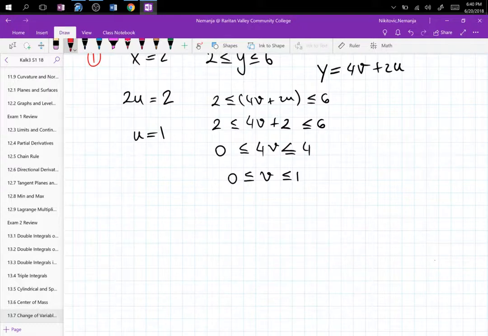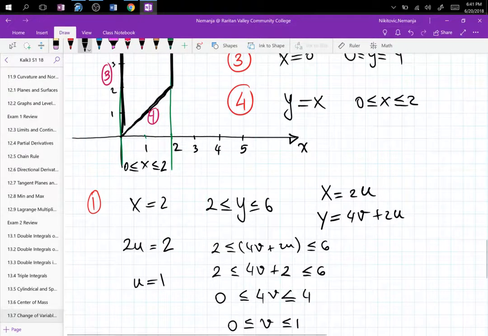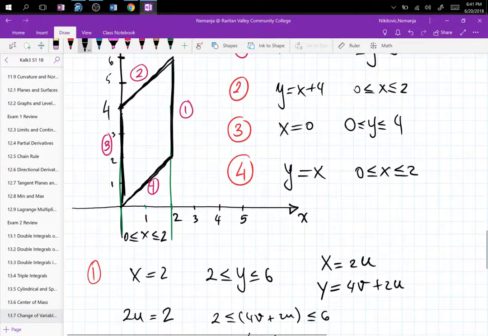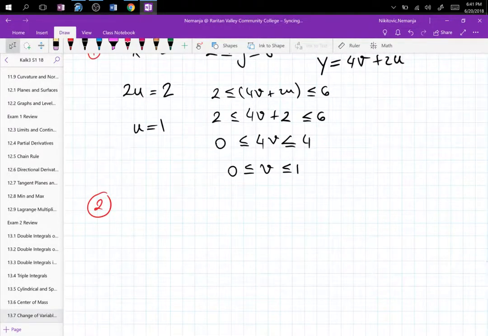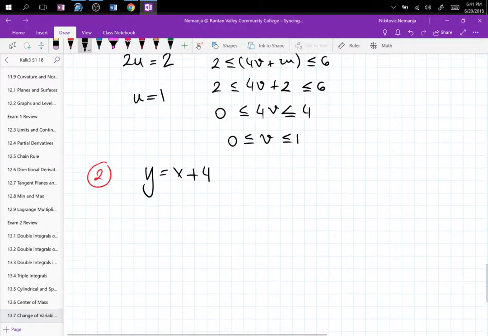Region number 2. Would you be able to plug in u from number 1 into number 2? No, they're all disconnected. Okay. y equals x plus 4, and we have x between 0 and 2.